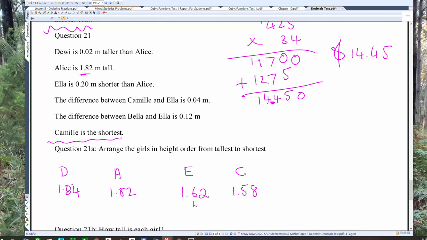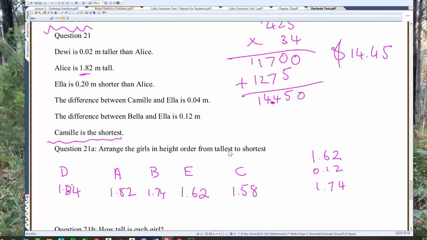The difference between Bella and Ella is 0.12. If I remove it, she'll become the shortest, and she's not the shortest because Camille's the shortest. So what I'm going to do is add 0.12 onto there. So 1.74. That means Bella would be here.